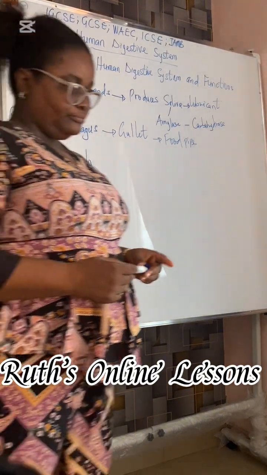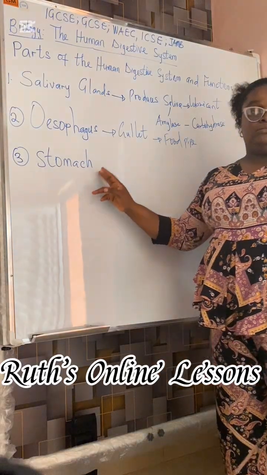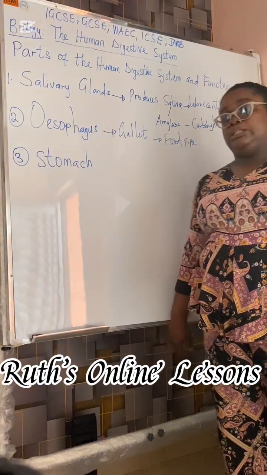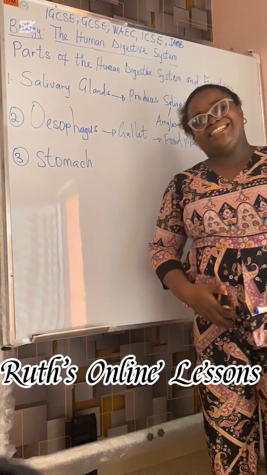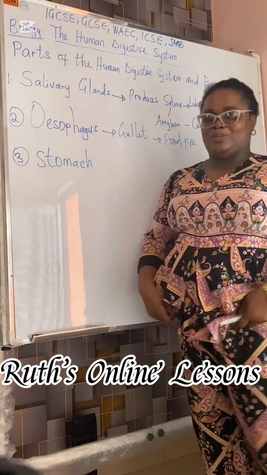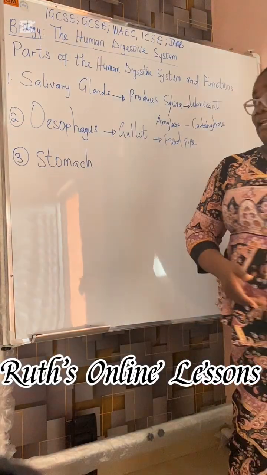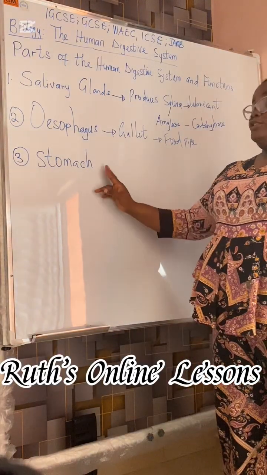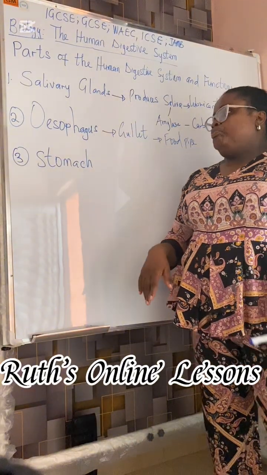Biologically, we call it gastric. Latin, gastrum. The Latin name for stomach is gastrum. So anything that relates to the stomach, say gastric juice, gastric ulcer, gastrointestinal, we say gastric. That's what we call it biologically, gastric.